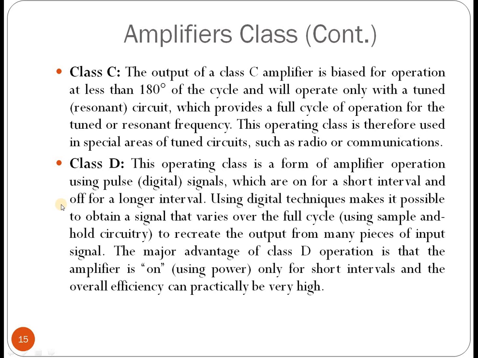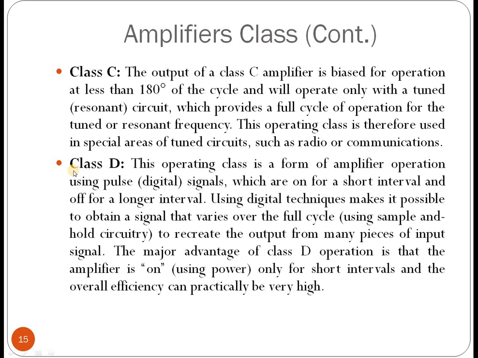Another amplifier is class C. For class C, the output is biased for operation at less than 180 degrees. So it gets a very small amount of output, and will operate only with a tuned circuit. The combination with the tuned circuit provides a full cycle of operation. So this type of amplifier is used in radio or communications purposes.